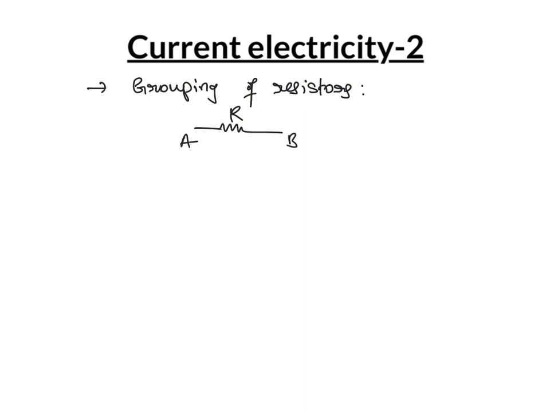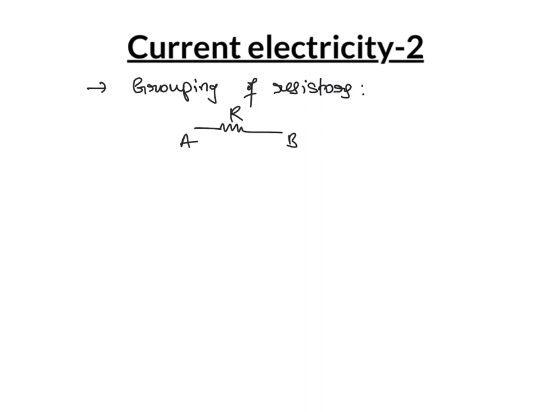So we are continuing the current electricity part, the synopsis for current electricity. Let me move to the next concept, that is grouping of resistors. You know that this is how we usually represent the resistance of a resistor R, with terminal A and terminal B, the two ends.